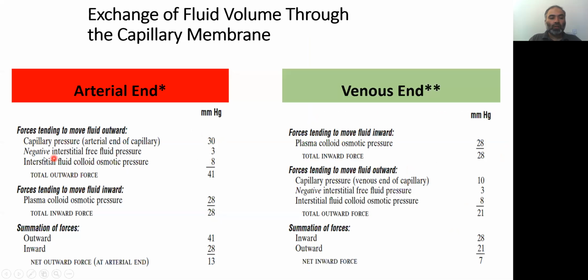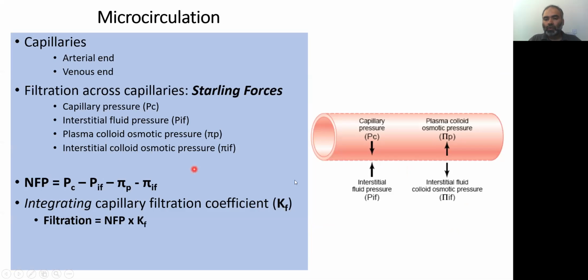Now, what is this? Negative interstitial free fluid pressure. It's a nice long fancy name for this little pressure here. They are saying that this is not actually a positive pressure. Now remember, this is a capillary. Imagine there are cells here, here. So this is the interstitial space. What else is there in the interstitial space? Lymphatics, right? Lymphatics keep on draining fluid. Okay. When they keep on draining fluid, there is a negativity in this area.